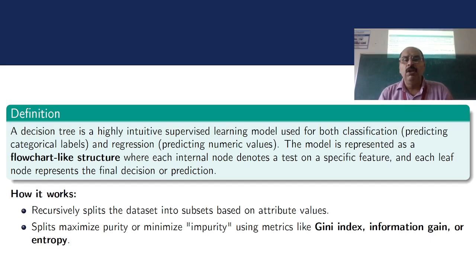Okay. So the model is represented as a flow chart like structure where each internal node denotes a test on a specific feature and each leaf node represents the final decision or prediction. So the working of decision tree we will be seeing in depth as we go on. Decision tree is a very important type of algorithm. We need to emphasize too much on this. It works by splitting the data set into subsets based upon what we call features or attribute values.